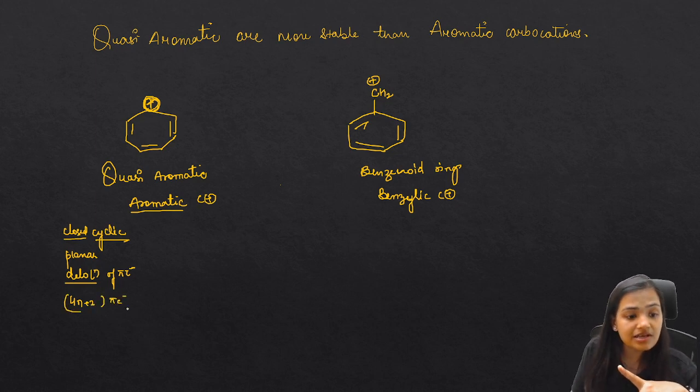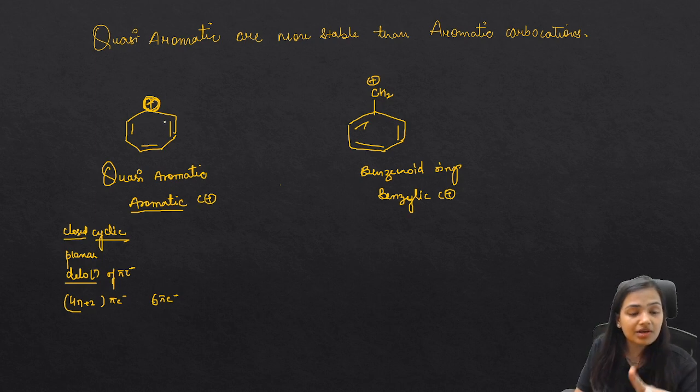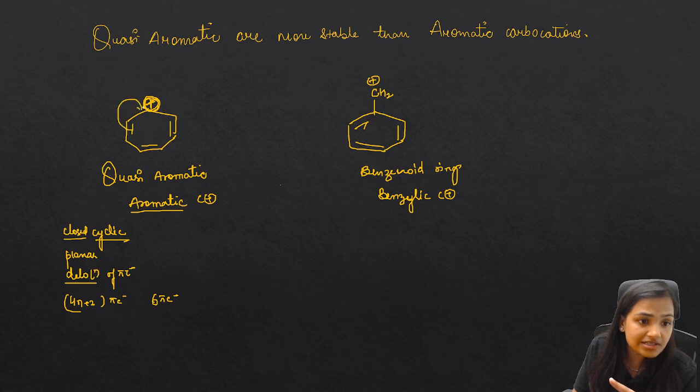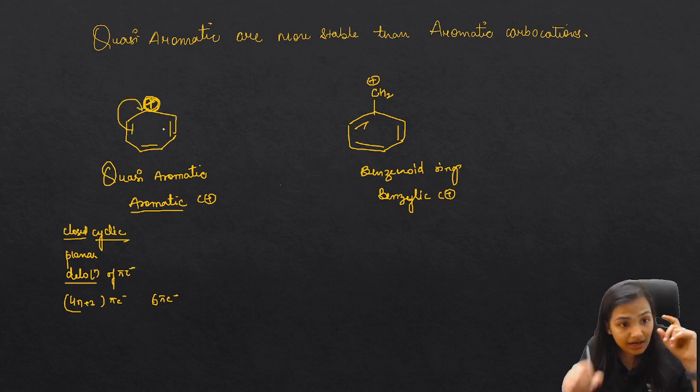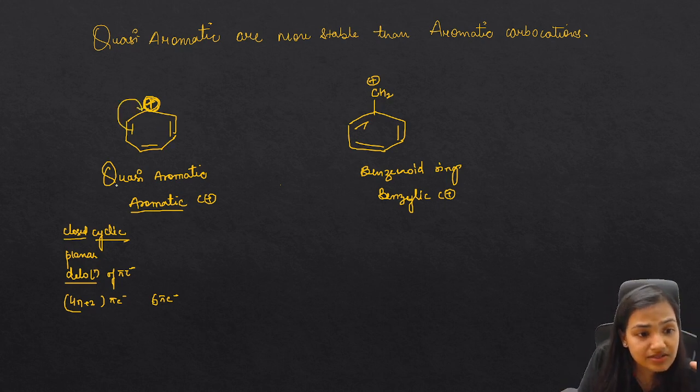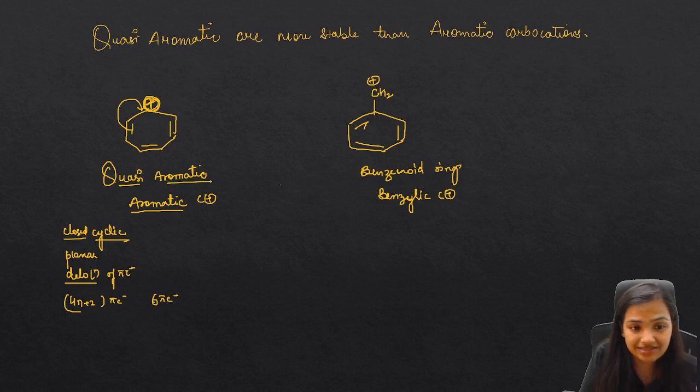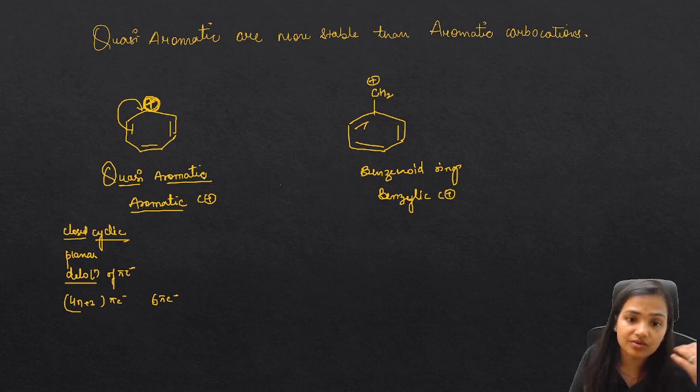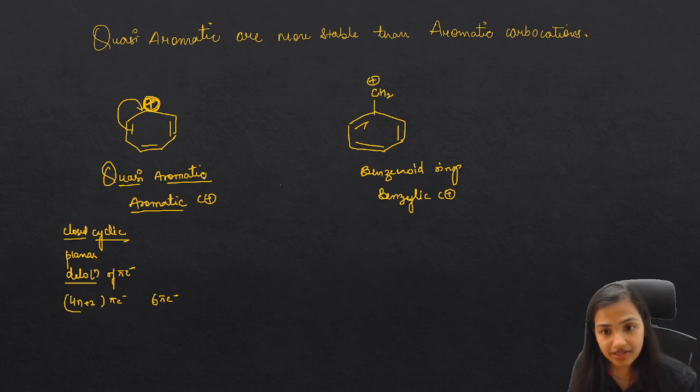So if you see here, we do have 6 pi electrons. This is a closed cyclic ring, planar, with delocalization of pi electrons, and this carbocation is a part of that delocalization, a part of that ring. That's why we can say that this is quasi aromatic. This concept is known as quasi aromatic. I have already created one session on this, you can go through that. The rest I am repeating here.